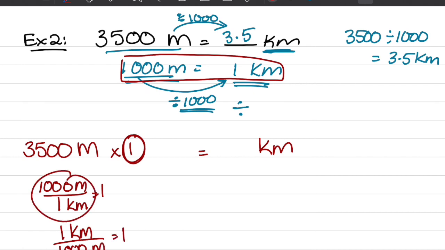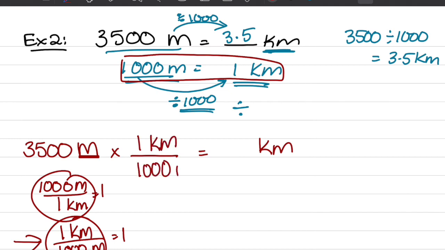So which one do I choose, this one or this one? Well, I want to cancel out the meters. The meters are now at the top. I want them to be at the bottom so I can cancel them. That means I'm going to go with this one. So I'm going to erase that 1 here, and I'm going to write a fraction, 1 kilometer at the top and 1,000 meters at the bottom. And now I'm just going to do math.